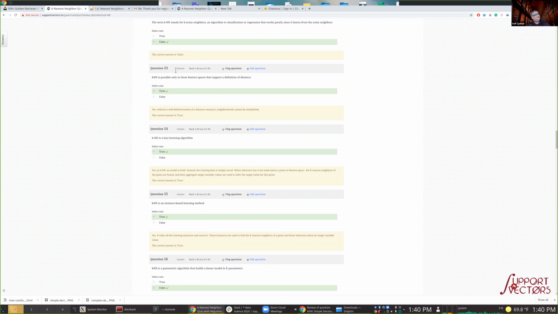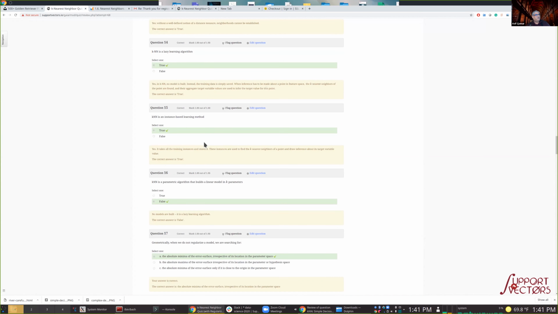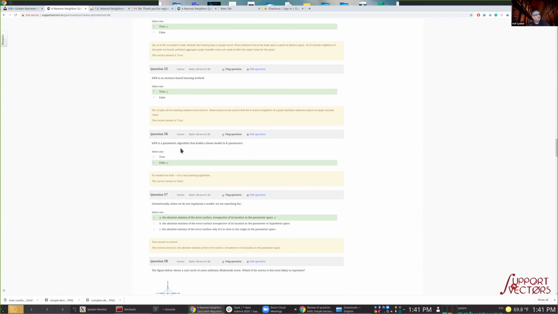Anyway, KNN is possible only in those feature spaces that support a notion of distance. Obviously, neighborhood is ill-defined unless you have a notion of distance. Likewise, KNN is a lazy learning algorithm. No brainer, of course. There is no learning. You just save all the data. It is instance-based learning, of course. It is a non-parametric model, not one that builds a linear model in k parameters.